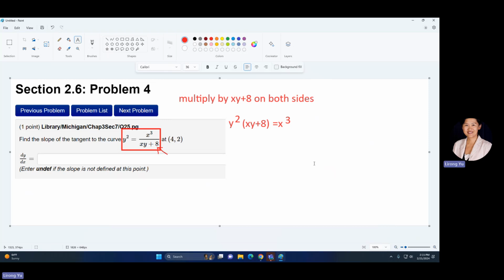Right. Are we okay so far? Any questions? So that should be slightly easier than the original format, because we're going to do differentiation, but before that, let's multiply out. So you multiply y squared with xy, and that gives x times y cubed. And then 8 times y squared. This equals x cubed.